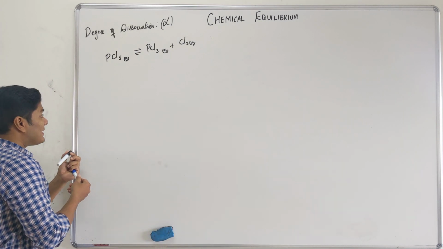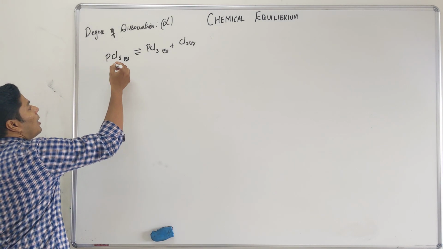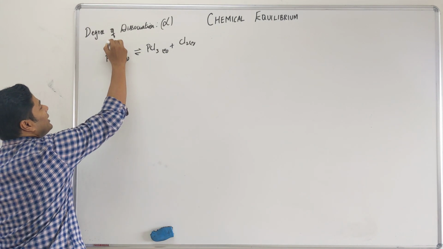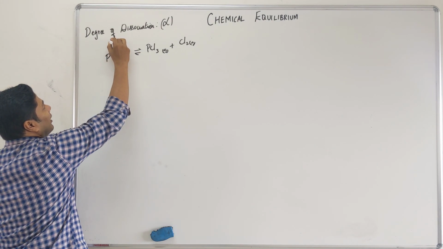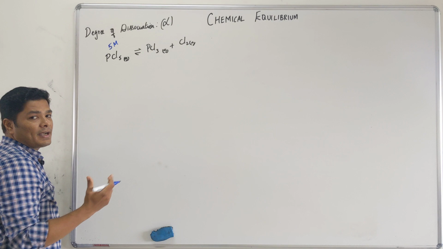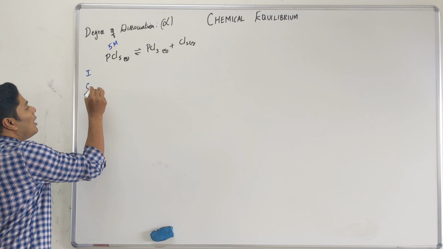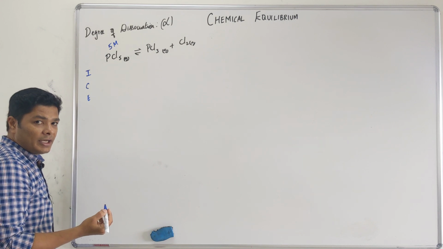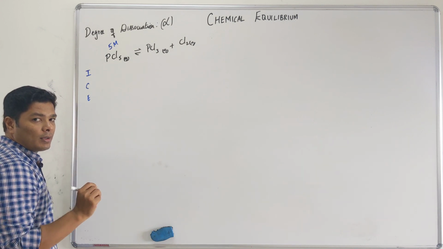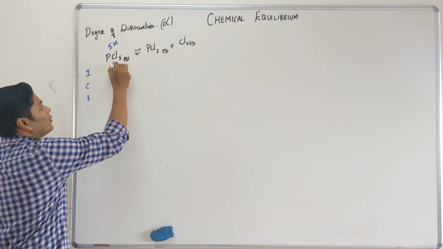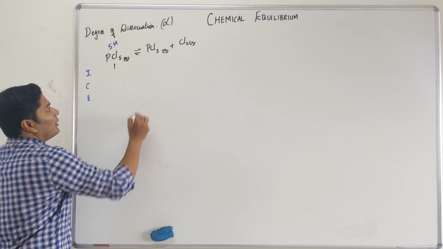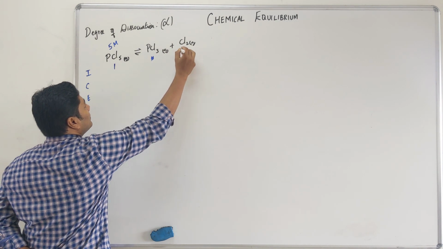Okay. Let's say for example PCl5. I'm telling you for example this is 5 molar. Doesn't really matter, it is 5 molar. I'm going to write the ICE table here. Degree of dissociation is written in such a way that it is out of 1 in a fraction. So I start with 1. If I start with 1, I don't have any of this.